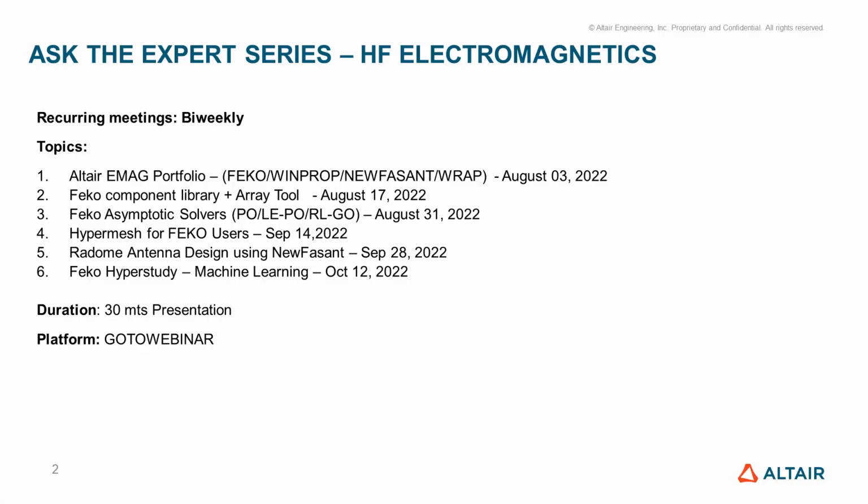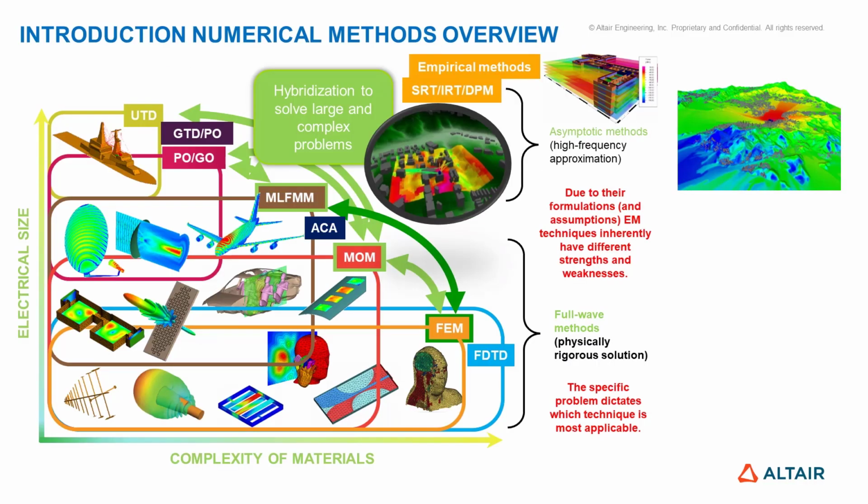And today we'll be talking about Feko's asymptotic solvers in detail. The image right here shows all the different types of solvers that Feko offers. EM simulation is based on numerical methods and Feko offers a number of such electromagnetic computational methods. Users can select these methods based on their application as well as the computational resources that they have. All of these different methods have different formulations, which means that they have different strengths as well as weaknesses.